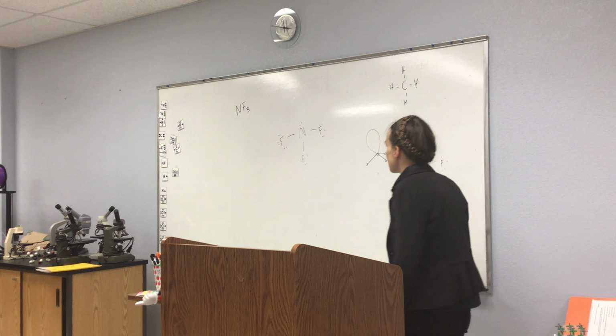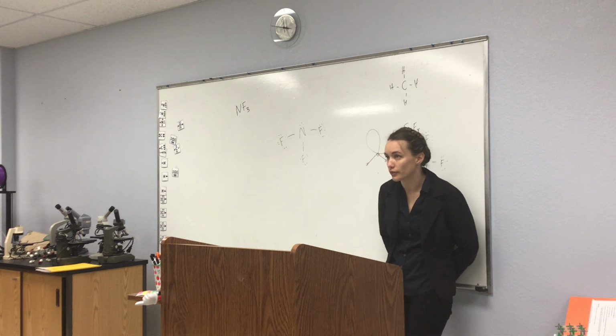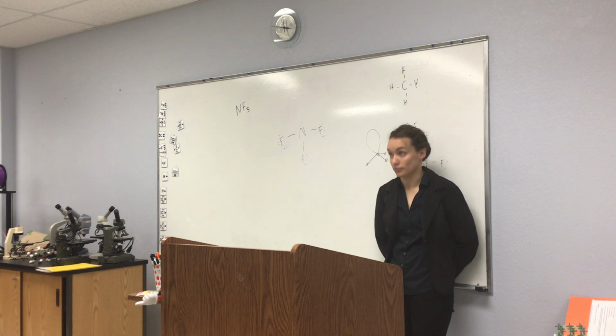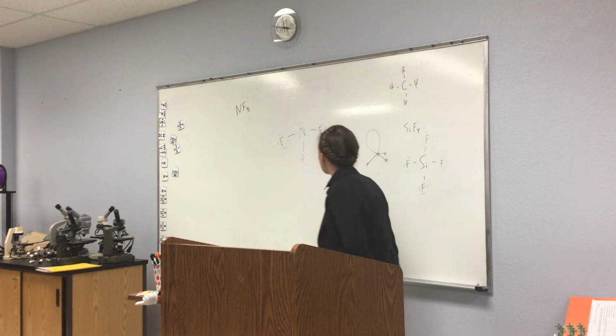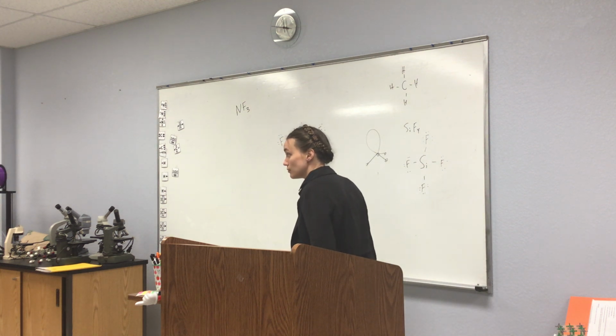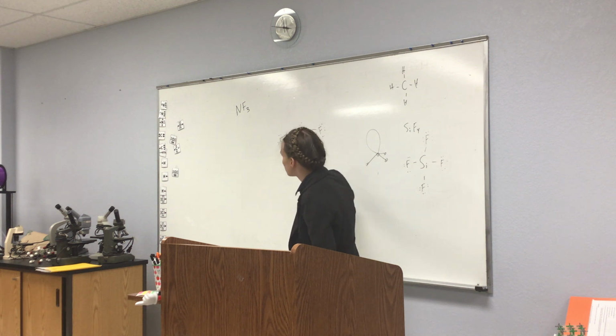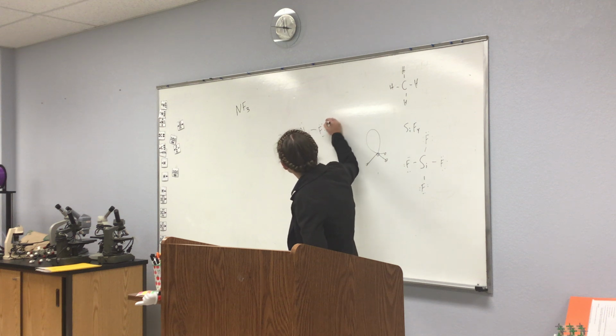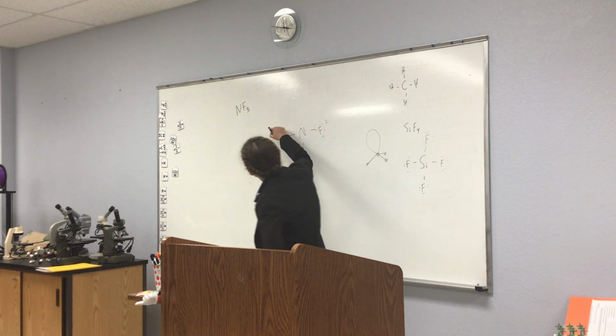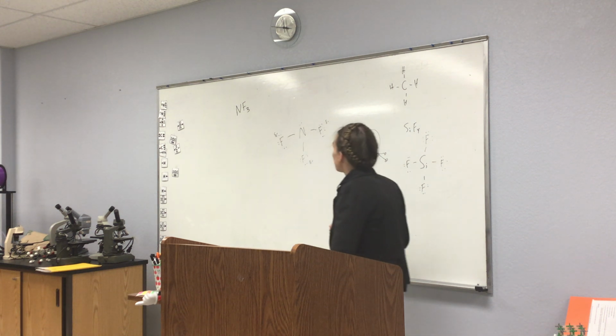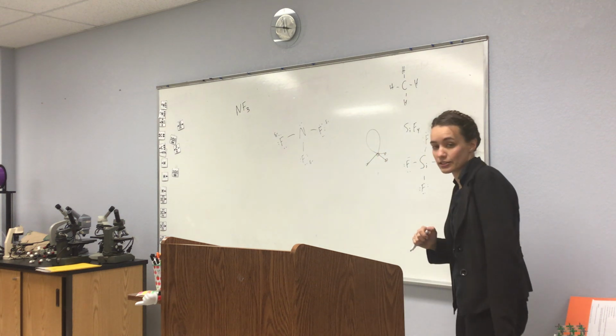Is the bond between nitrogen and fluorine polar? Yes. Who's pulling on the electrons more? Fluorine. So who's going to be a little bit minus, a little bit negatively charged? Fluorine. Fluorine is hogging the electrons more, all the fluorine, so it's getting a little bit negative. Those are lowercase deltas to mean partially.